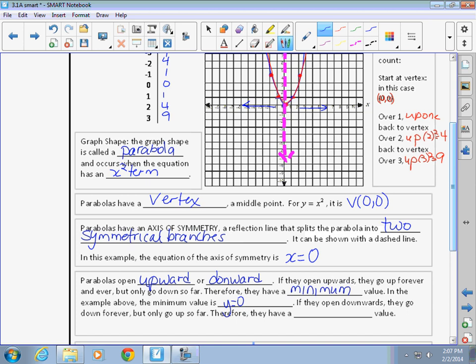If they open downwards, they go down forever, but only go up so far. So if this graph was flipped so it looked like this, then this point here would have a maximum value. That y would be at a maximum and everything else would go down.